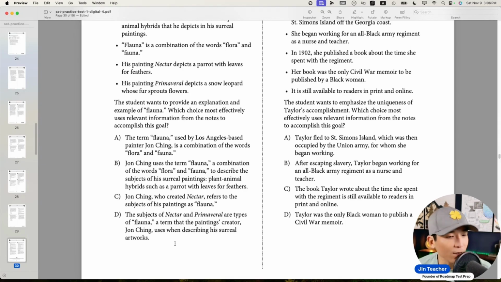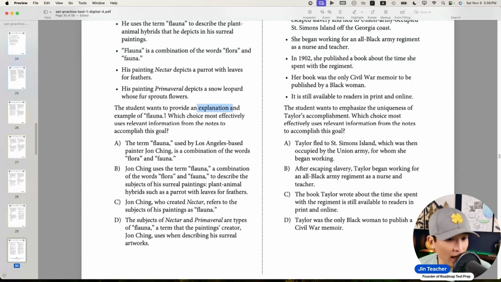So do we know what fauna is? No, right? It's still missing an explanation of fauna. An explanation of fauna is a definition of it, right? So the definition or the explanation of fauna is going to be this information here. It's a combination of the words flora and fauna, right?